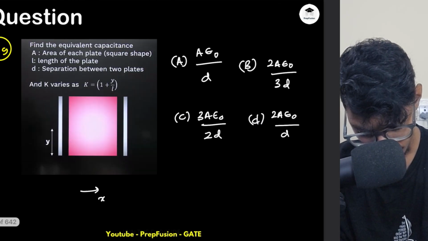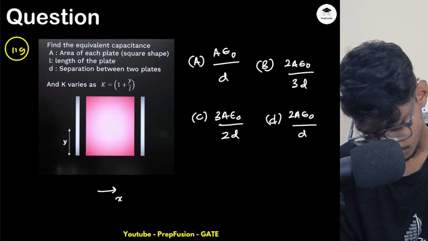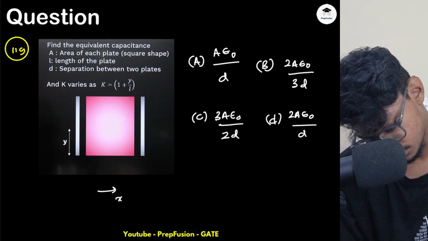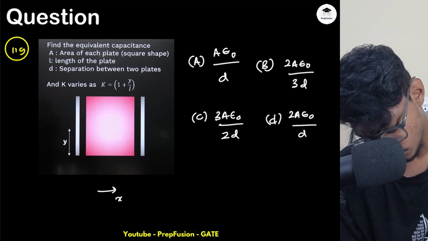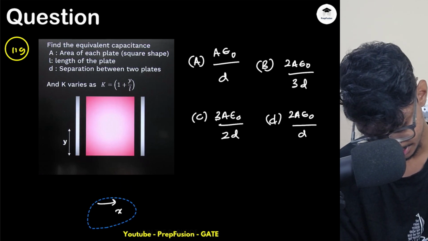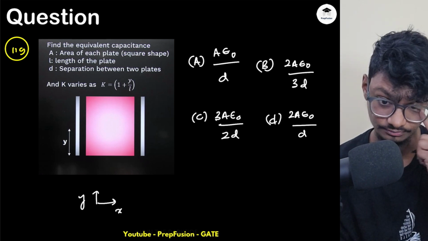What is it a function of? Here they have mentioned it is 1 plus Y by L. K varies as Y. K is not varying in this direction; K is varying in the Y direction. Okay, fine. I am varying in this Y direction.